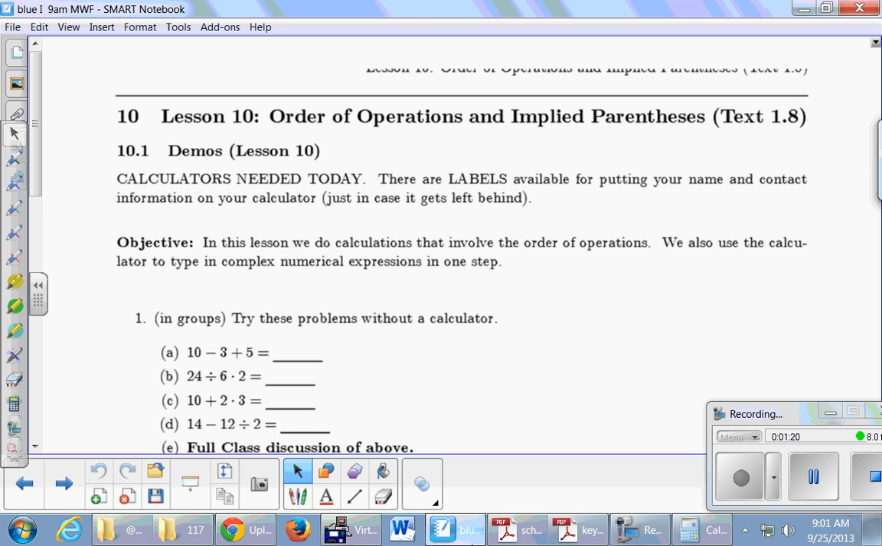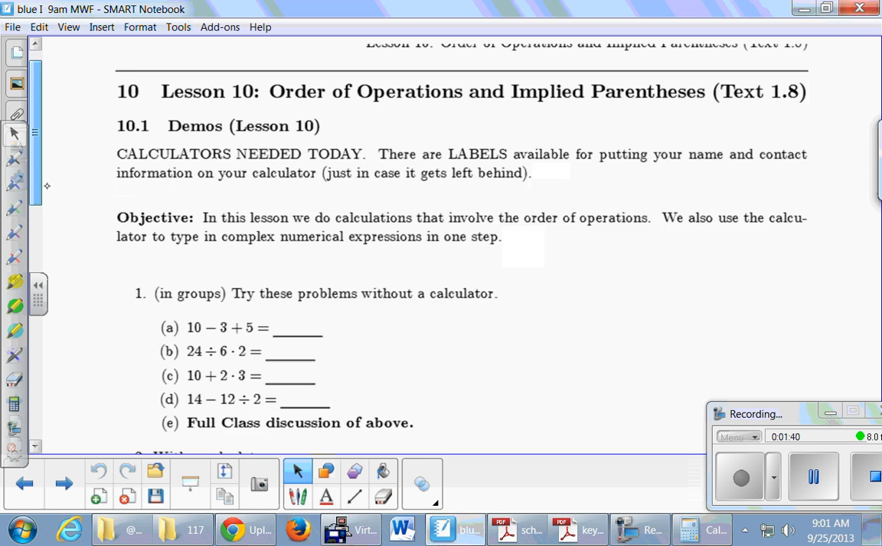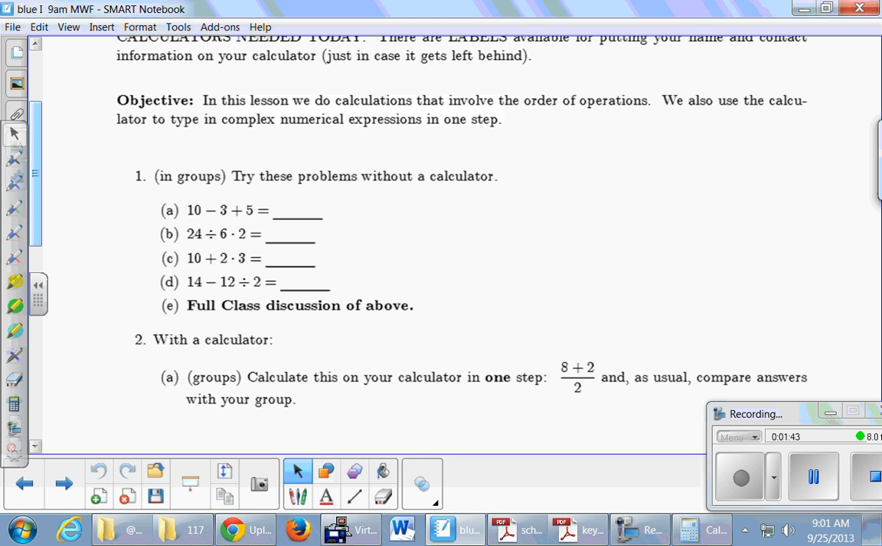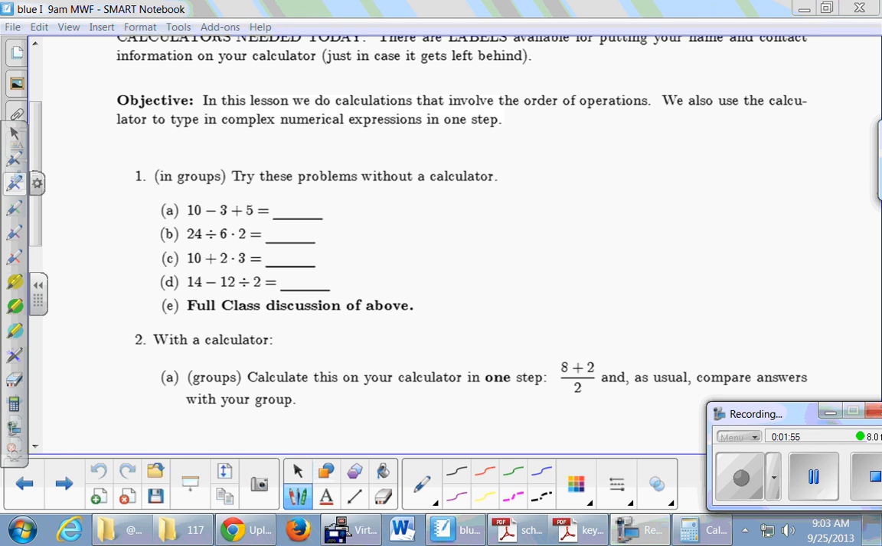Okay, so beginning on page 80, it says we're going to use calculators today. And let's go to the objective. Okay, thank you. So in your groups, you're going to work through these problems without a calculator. So parts A through D, and then we'll come back together in just a minute. But check all of your answers with your neighbors and see if you can discuss.